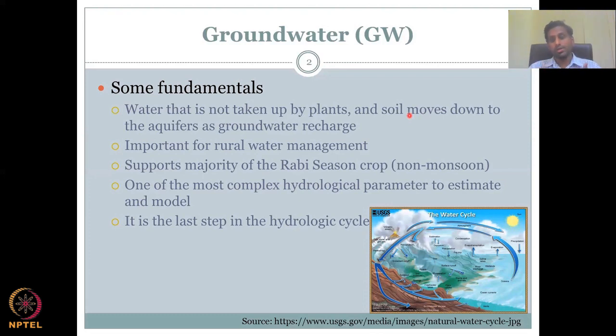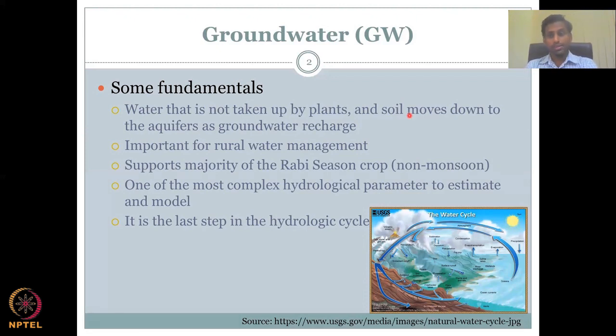There are dams, large dams that can cater water, but not all areas have dam connections. However, groundwater is almost present everywhere. It just depends on where you are in India and how deep the groundwater is. So as long as you have a borewell and a pump and good electricity supply or diesel pumps, you can access the water. Is it sustainable? That's a different question, but access is still available. It supports the majority of the Rabi season crop, the non-monsoon crop, and it is also supplying water for domestic use in urban cities and rural settings.